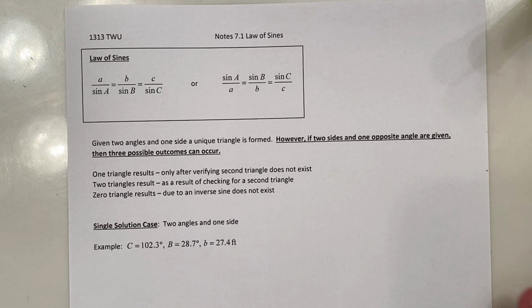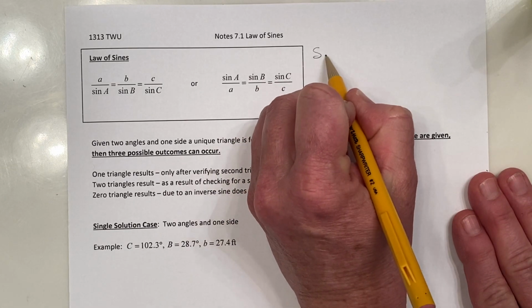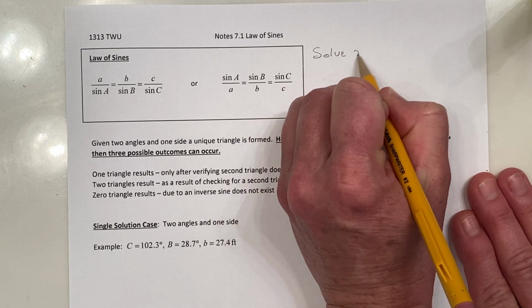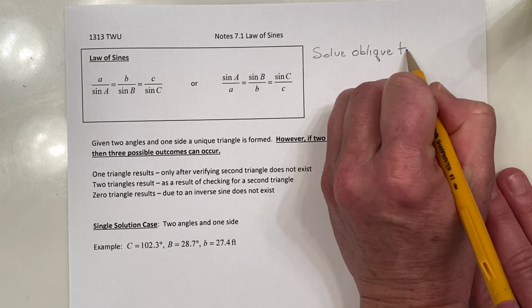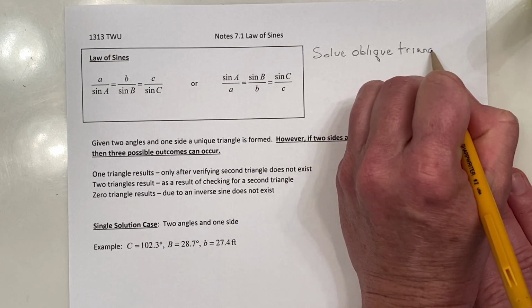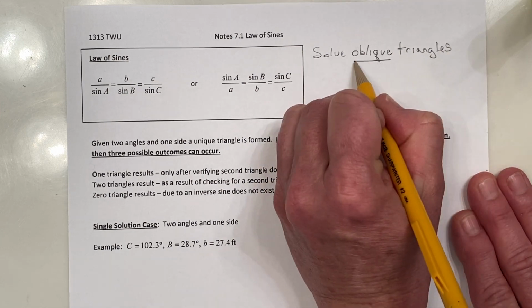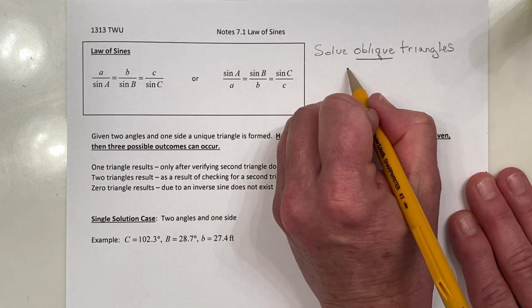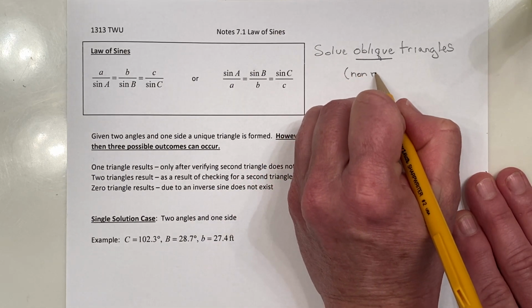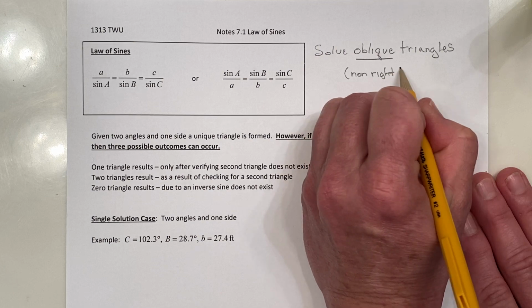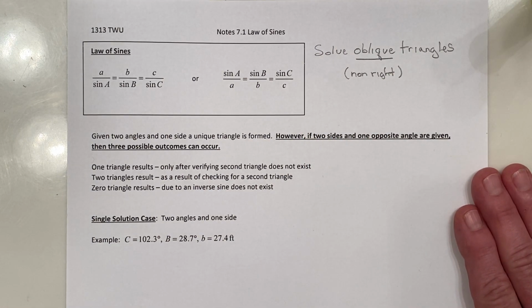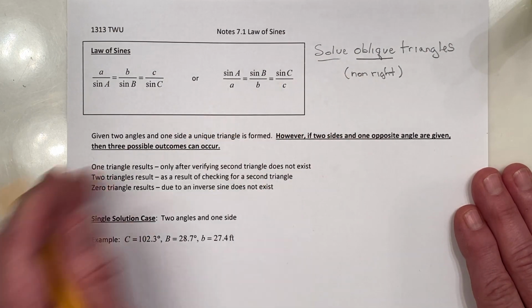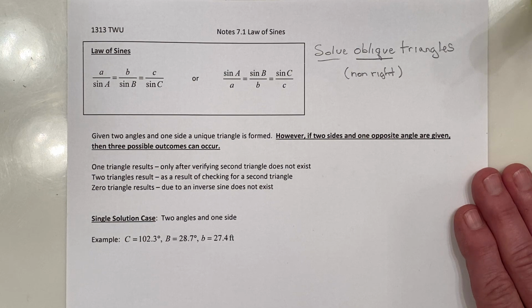In this lesson, we're going to solve oblique triangles. Oblique, non-right. Given a triangle that's not a right triangle, how do we find all missing sides and angles? That's what solve means, find missing sides and angles.